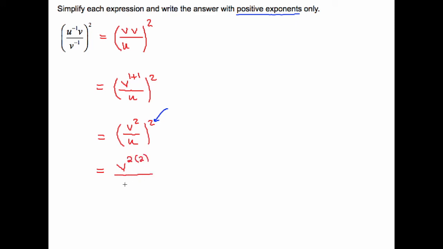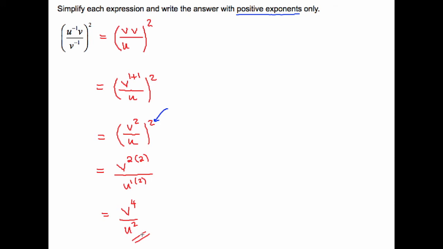And in the denominator, we have u to the first times 2. Well, 2 times 2 is 4, so this leaves us with v to the 4th all over u to the 2nd. 1 times 2 is 2. And we have 2 unique bases with positive exponents, and we're done.